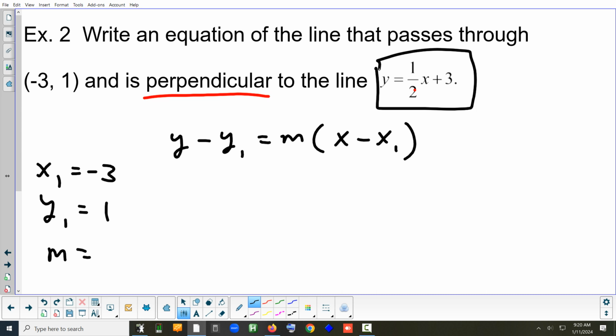1.5. Right. So for the given line, the given slope is a half. Does that mean that our slope is also a half? No. That's different. If we made our slope a half, it would be parallel. So our slope cannot be 1/2.